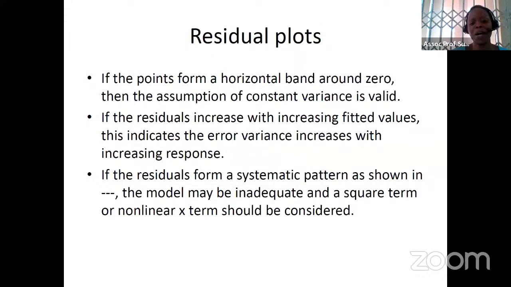Now, if the points form a horizontal band around 0, then the assumption of constant variance is valid, just like we said. If the residuals increase with increasing fitted values, this indicates the error variance increases with increasing response. Therefore, there is no constant variance. If residuals form a schematic pattern, then we also say that the linear model does not fit the data.